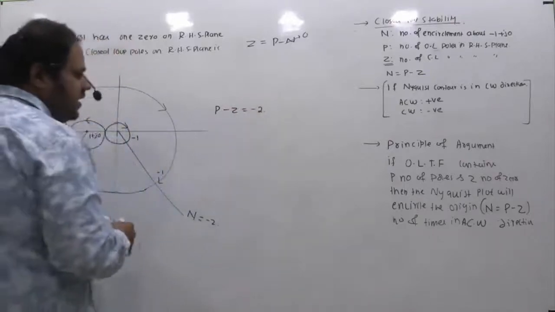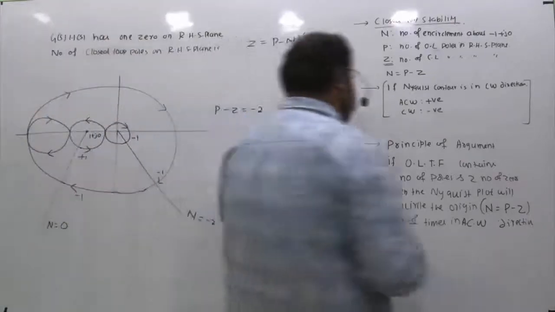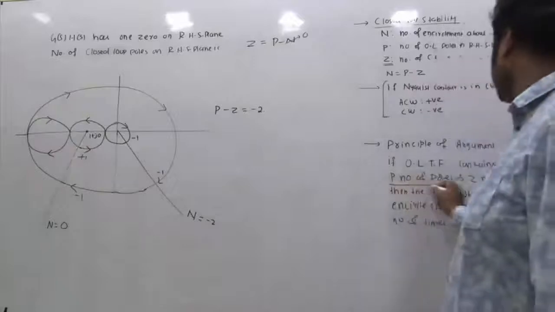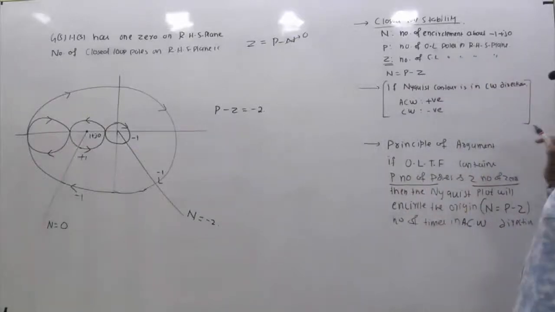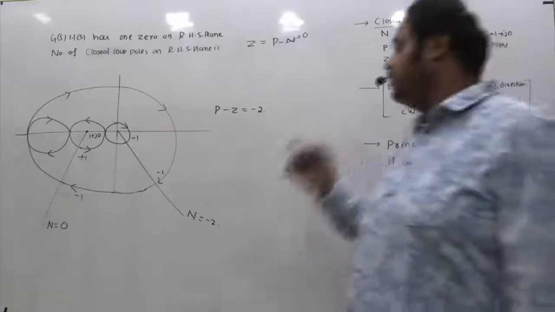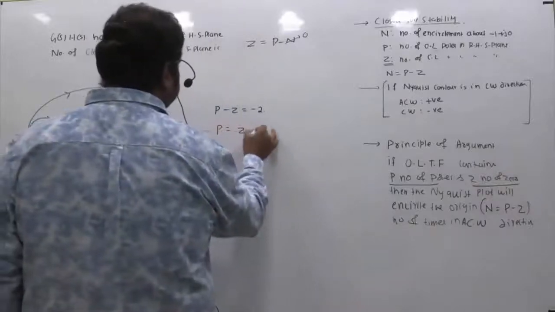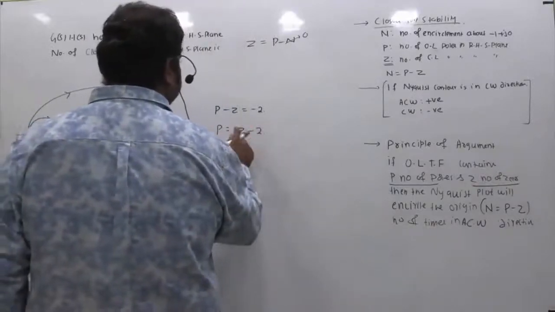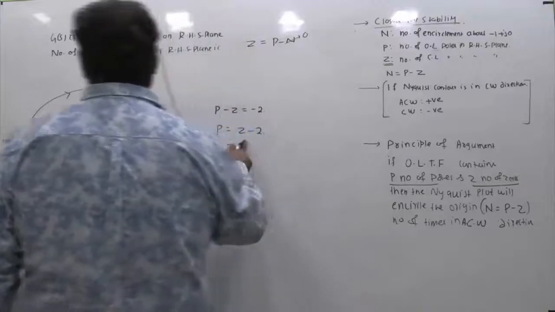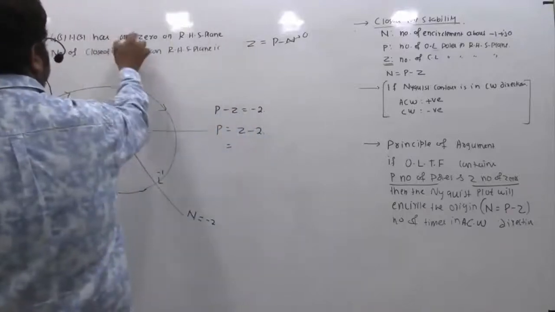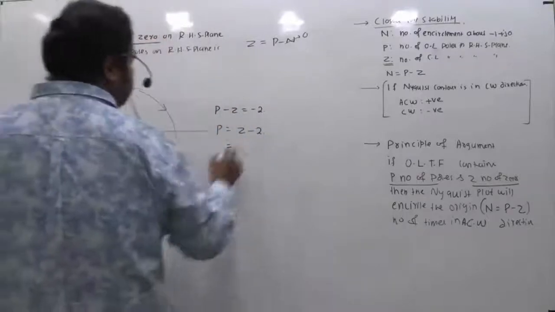Now what is this P indicating? You can see clearly I have written, if the open loop transfer function contains P number of poles and Z number of zeros. So the number of zeros of the open loop transfer function is Z, and the number of poles of the open loop transfer function is P. So what is this P? P is equal to Z - 2. Now what is this Z? Z is given, that is the number of zeros of this G(s)H(s). So one zero. So Z is nothing but equal to 1.